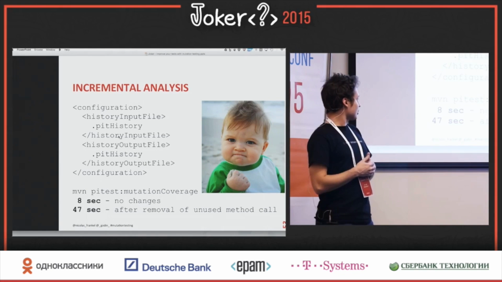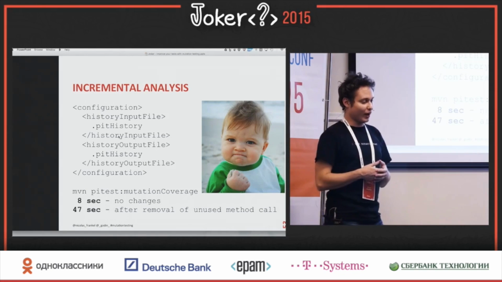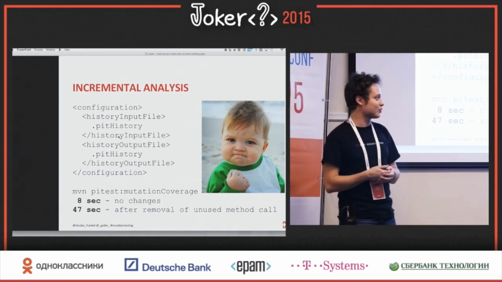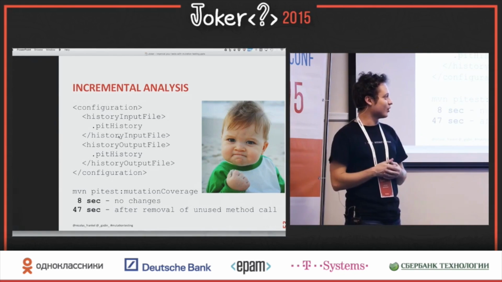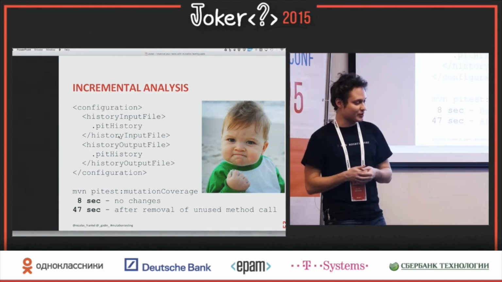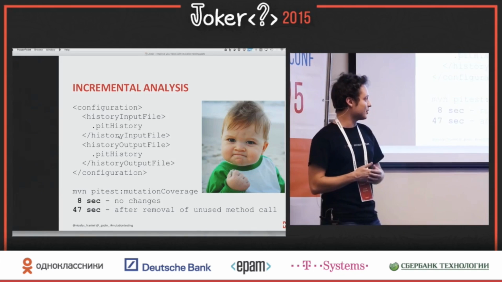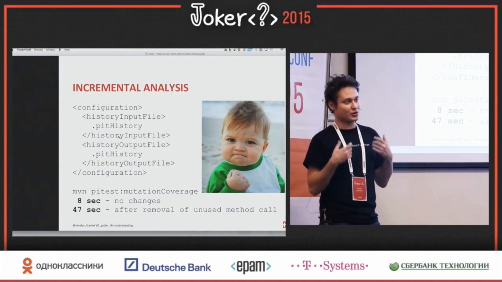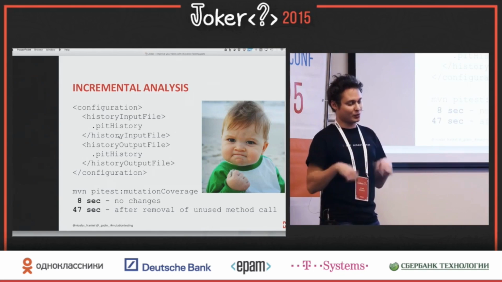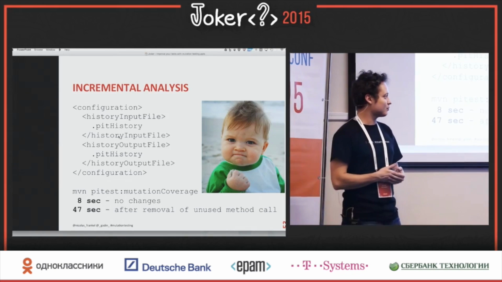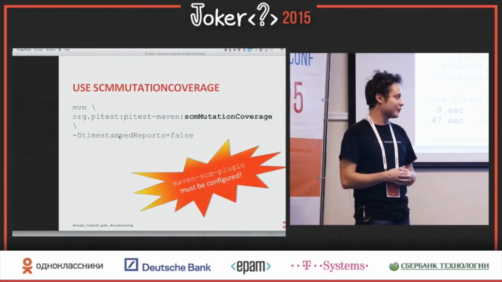Then PIT actually showed me one place where I do see an unused method call. It shows a survived mutant, removal of void method call. So I did remove this unused method call, and reran PIT. It took just 47 seconds. So just to apply mutations on what I modified and to rerun tests against what I modified, which is much better than before.